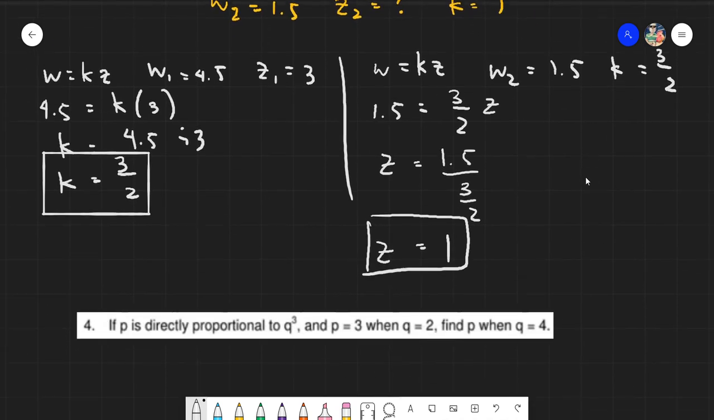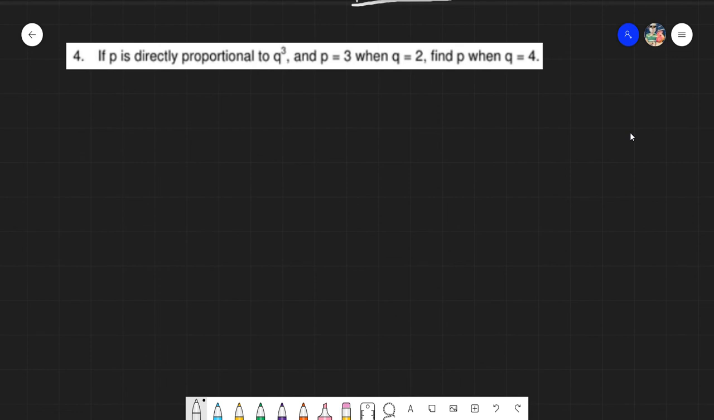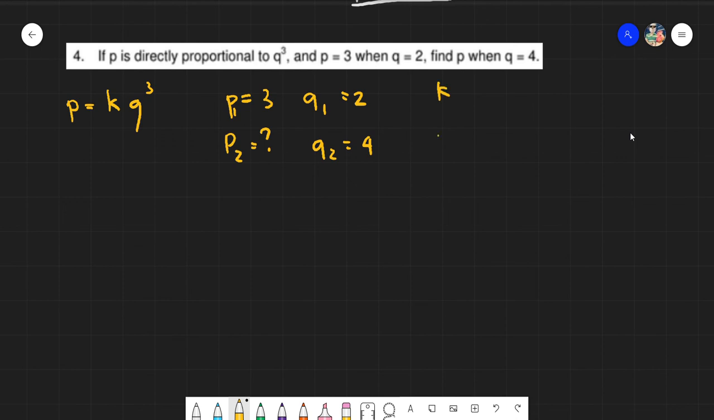And we have our last example being this one. If P is directly proportional to Q cube, the cube of Q, it's the same. If you might say it's confusing, P is equal to K Q cube. You have to write it down properly. If P sub 1 is equal to 3 and Q sub 1 is equal to 2, what is P sub 2, unknown, if Q sub 2 is equal to 4? And then again, we have our constant, which is the same for both given.